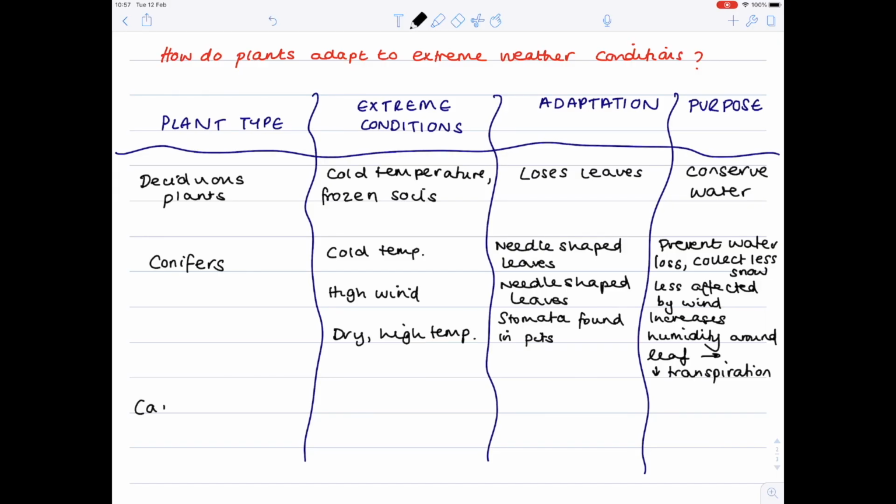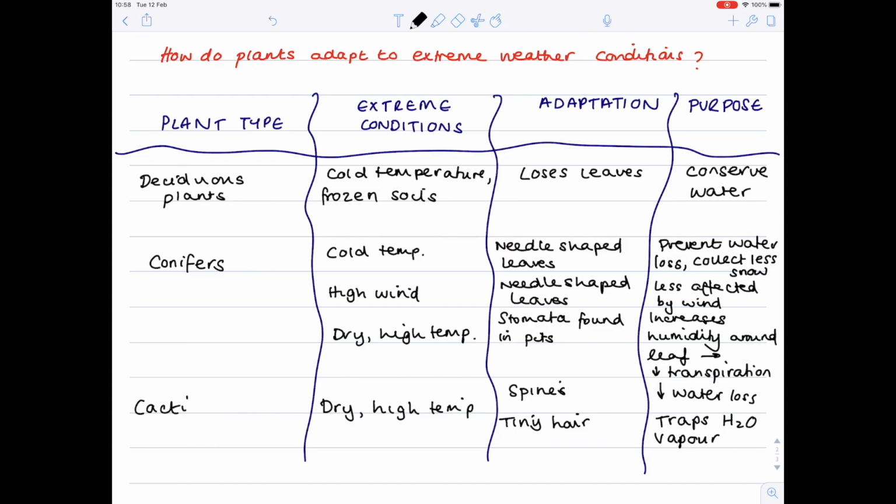And lastly, I want to look at cacti. Now, these are obviously found in dry, hot places. They have lots of adaptations, such as their leaves become spines, and that reduces water loss. Many of them have tiny hairs, which help to trap water vapour around the plant. The stomata are also found in pits, and that's for the same reason as I gave here. It's to increase the humidity around the leaf, which decreases transpiration.